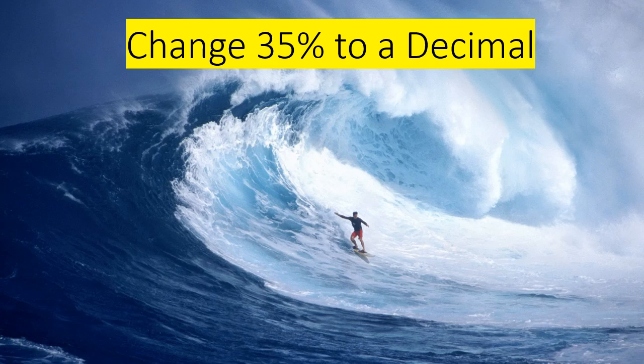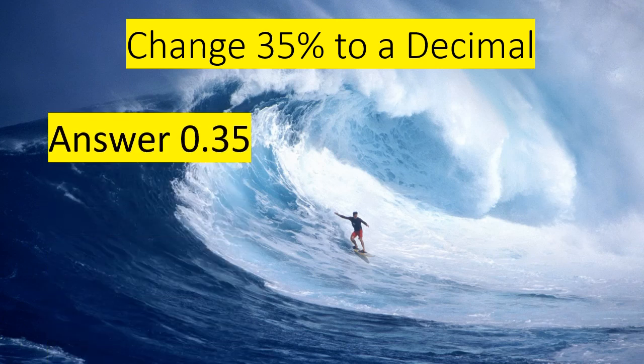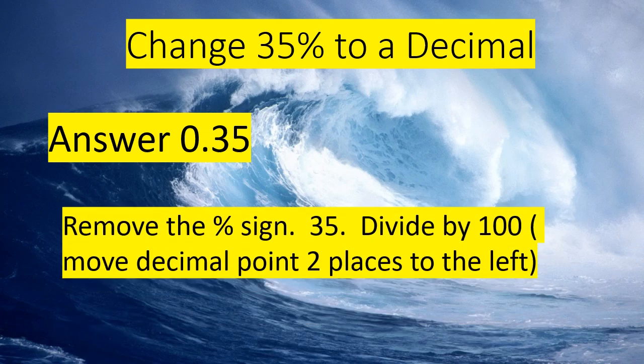Next one, and this you'll be pleased to know is the last one. Change 35% to a decimal. And the answer for that one is 0.35. So you remove the percentage sign. So now we just have 35. Then we divide by 100. And to do that, we move the decimal point 2 places to the left. So 35 becomes 0.35.